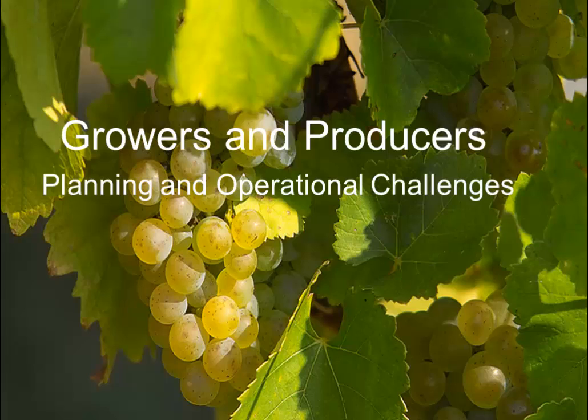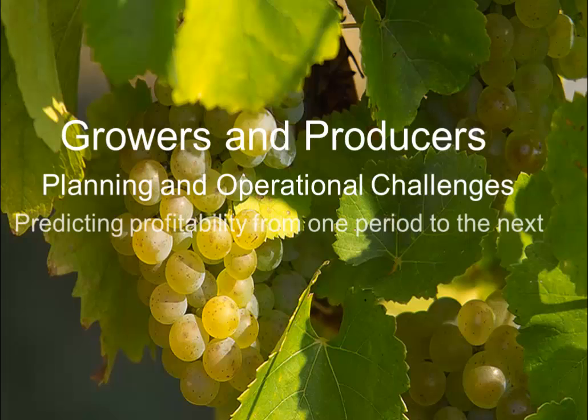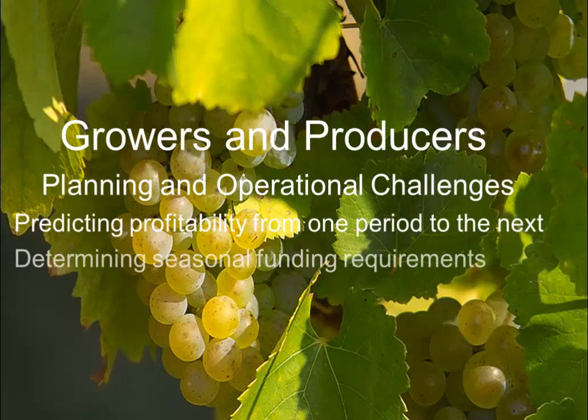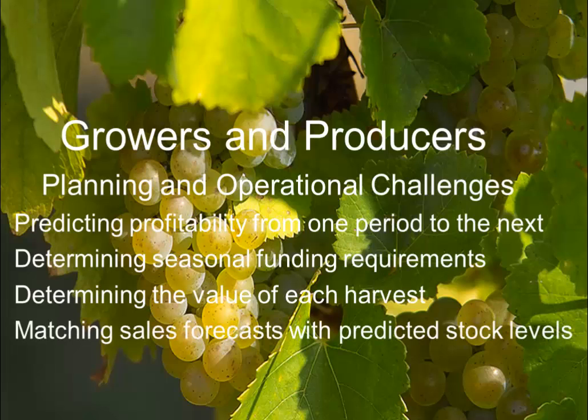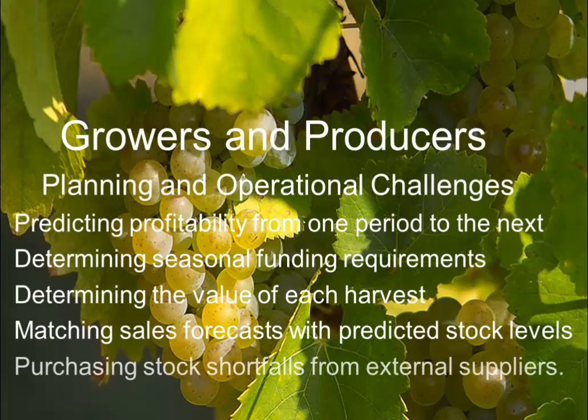Growers and producers face a number of challenges in budgeting and cash flow forecasting, including the ability to predict profitability from one period to the next, determine their seasonal funding requirements, including any capital expenditure and maintenance programs, determining the value of each harvest for calculating the standard cost of sales, matching their sales forecasts with predicted stock levels, and if required, purchasing stock shortfalls from external suppliers.